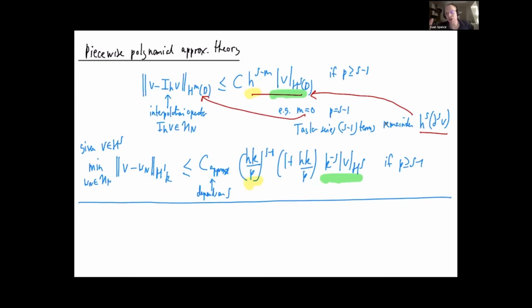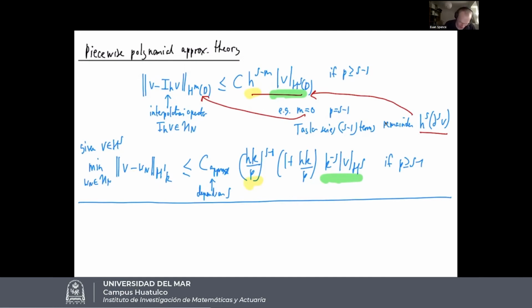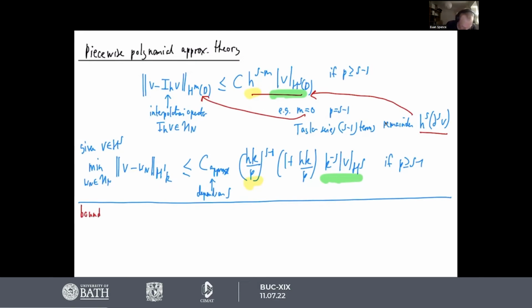And now we're going to use this to obtain this result about the finite element method. When p is 1, the polynomial degree is 1, and I'm just decreasing h. And I said to you yesterday that we get quasi-optimality when hk squared is sufficiently small. Now we're going to prove that. We're going to prove that by bounding eta.